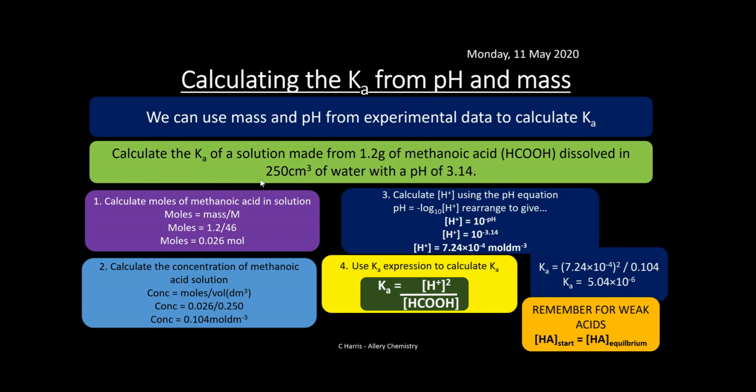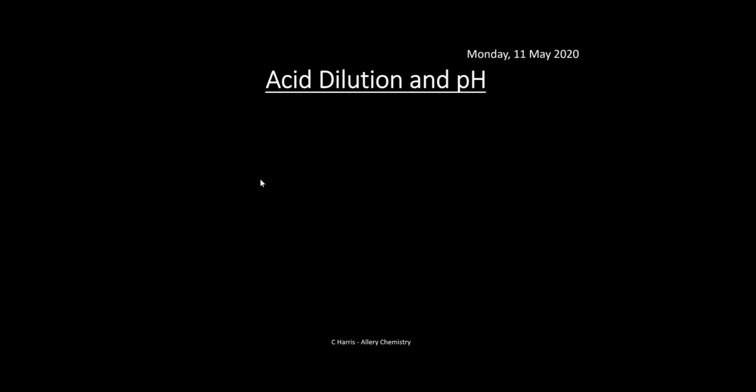And then once we've got that, we need to remember that for your acids, the concentration of HA at the start equals the concentration of HA at equilibrium. Okay, so that's the assumption we make for weak acids, because remember that they don't dissociate fully. So even though they've given us the concentration at the start, it's exactly the same as what it is at equilibrium.